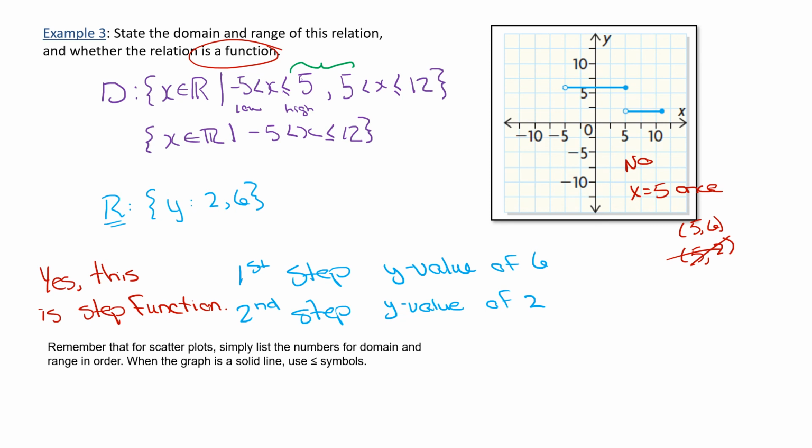And the last thing I have here, what I'm just going to read to you, remember that for scatter plots, simply list the numbers like I did here and like we did in our previous lesson. We just list the numbers for domain and range when you have scatter plots if there's no lines connecting them. When the graph is a solid line, so for our domain here, we had solid lines, so we used inequality symbols. But if it's not a solid line, if it's just dots in a scatter plot, then you'll just list the numbers like this. And that's the end of your very important lesson on domain and range.